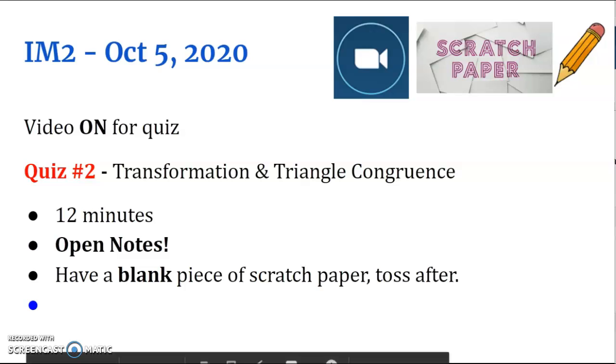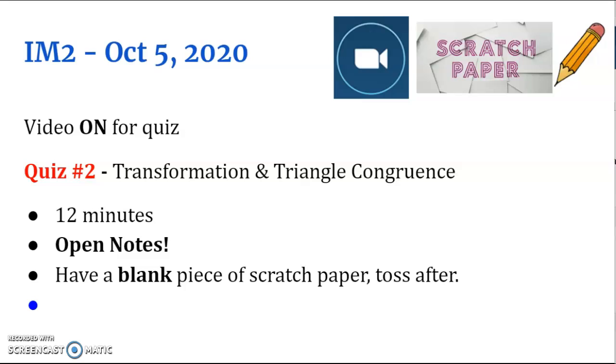So we started off with quiz number 3, transformation and triangle congruence. It was 12 minutes, and if you were absent for this quiz, you need to contact me as soon as possible to arrange a time to make up the quiz.